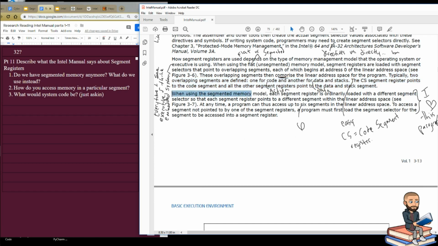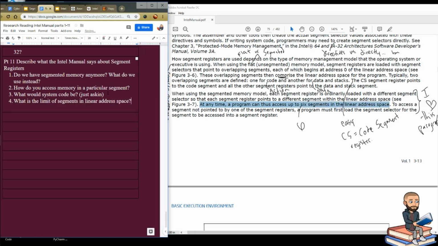Now, I don't want to overhype this, but this next paragraph is really good. It says, when using the segmented memory model, each segment register is ordinarily loaded with a different segment selector, so that each segment register points to a different segment within the linear address space. At any time, a program can thus access up to 6 segments in the linear address space. So I wrote, what is the limit of segments in linear address space?